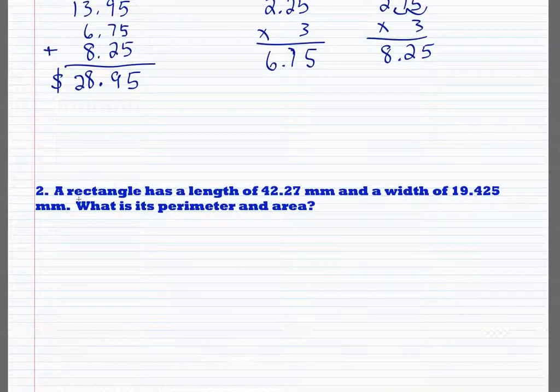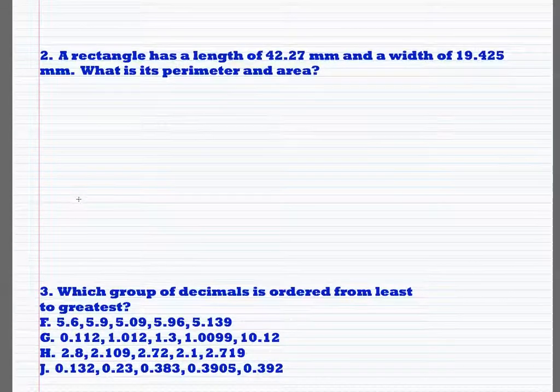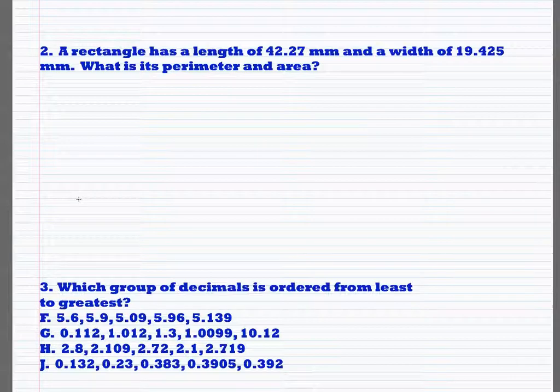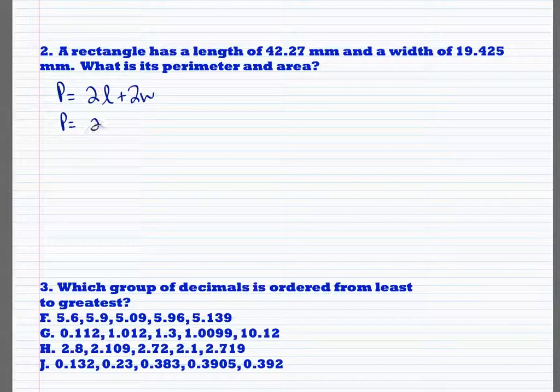Moving on to the next one. A rectangle has a length of 42.27 millimeters and a width of 19.425 millimeters. Area and perimeter. So the first thing, the perimeter, as you should remember, of a rectangle is 2 times the length plus 2 times the width. So that's going to come out to 2 times the length of 42.27 millimeters plus 2 times the width of 19.425.